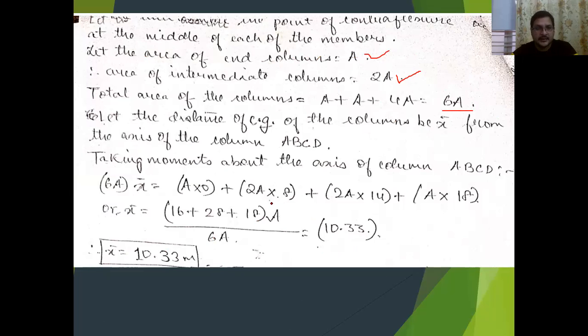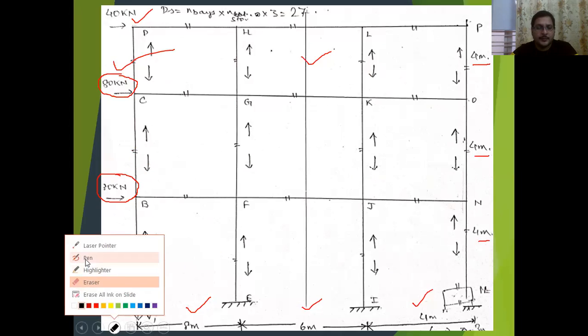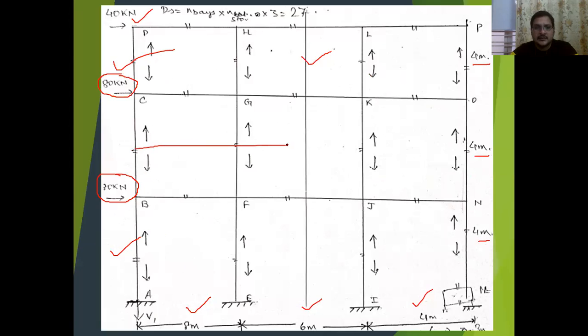Mind it, I'm again telling that we will take the moments about the axis of columns A, B, C, D. So taking the columns, we are getting a distance of 10.33 meter. The 10.33 meter has been calculated from this distance. If you just check my PDF very accurately, this distance which I'm marking is 10.33.